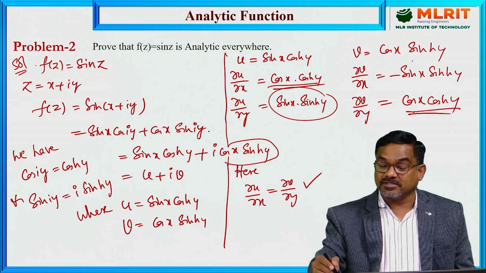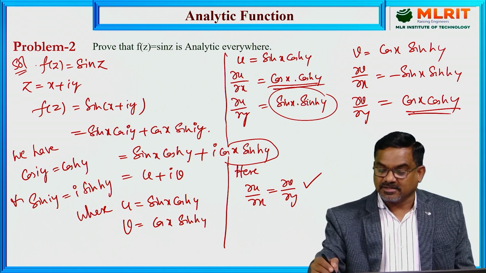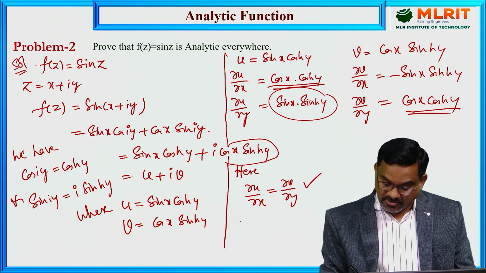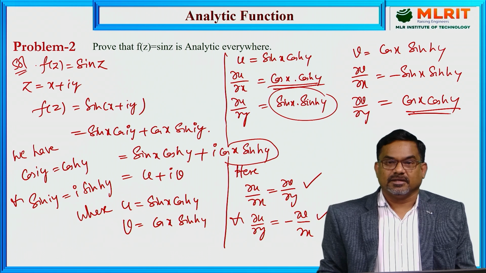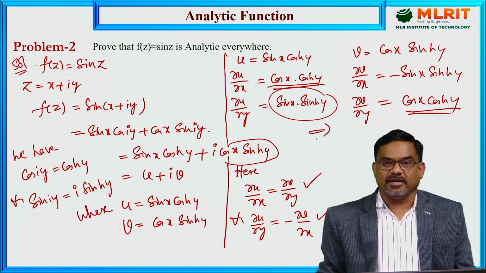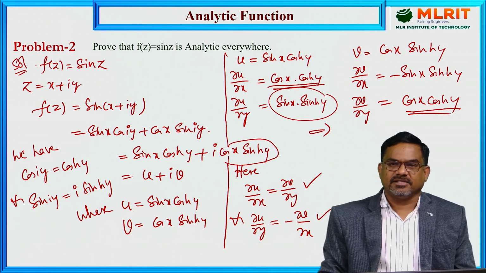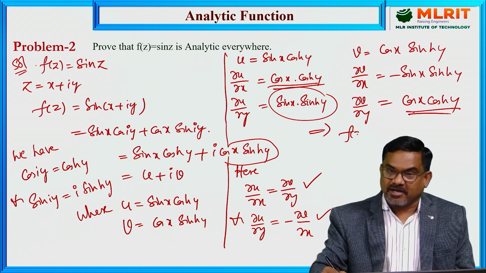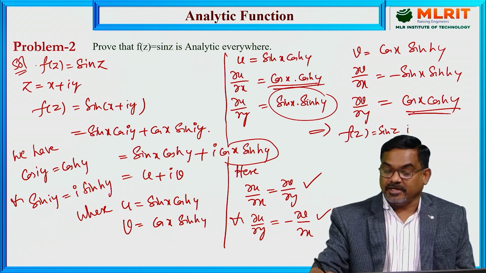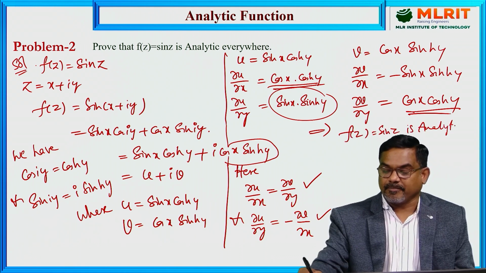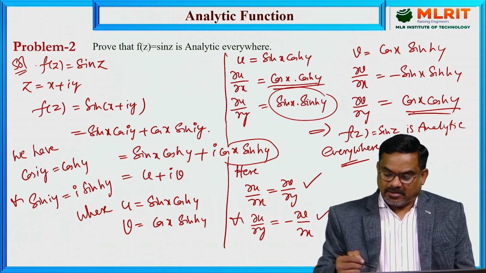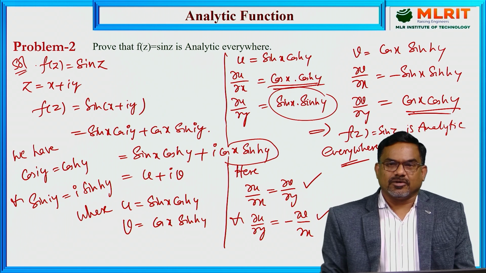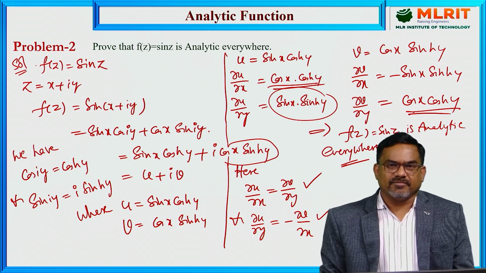Dou v by dou x is minus sin x sin hy. So dou u by dou y is minus dou v by dou x. That means u and v satisfy the Cauchy-Riemann conditions. Hence, the given function f of z equal to sin z is analytic everywhere. By finding the partial derivatives and by using Cauchy-Riemann conditions, we can check whether the given function is analytic or not.